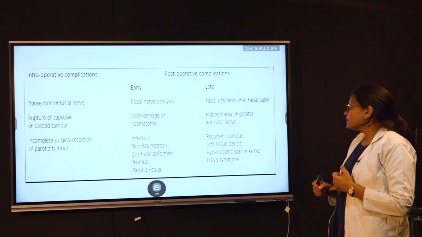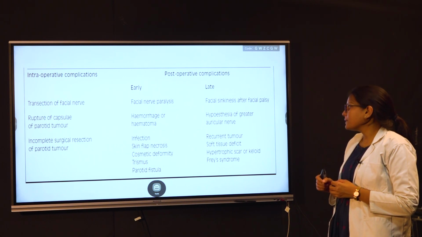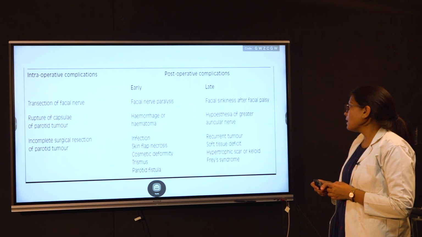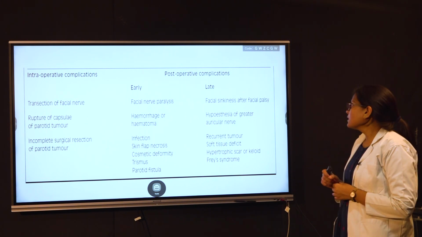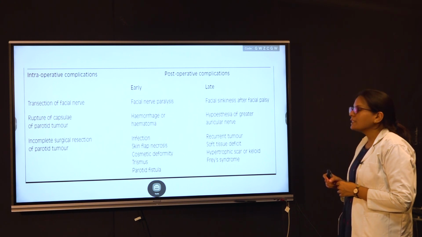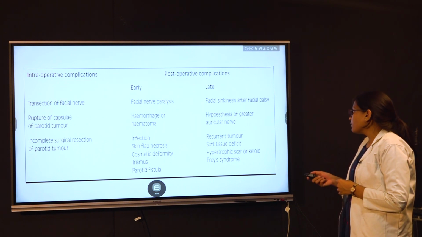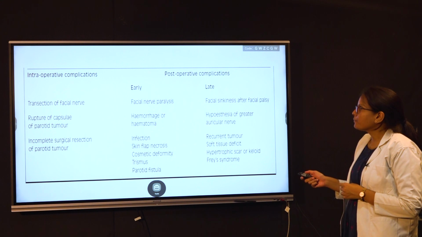So facial nerve paralysis, hemorrhage, hematoma, infection, skin flap necrosis, cosmetic deformity, trismus and parotid fistula come under the early complications, whereas the late complications include facial synkinesis after facial palsy, which is a cosmetic defect, hyperesthesia of the greater auricular nerve, recurrent tumor, soft tissue deficit, hypertrophic scar or keloid, and Frey syndrome.